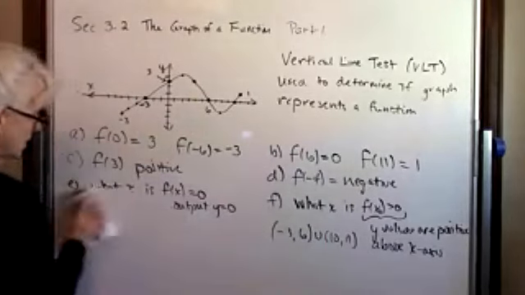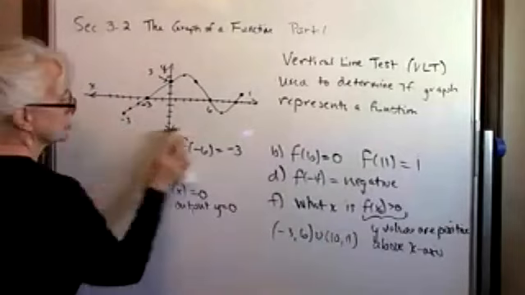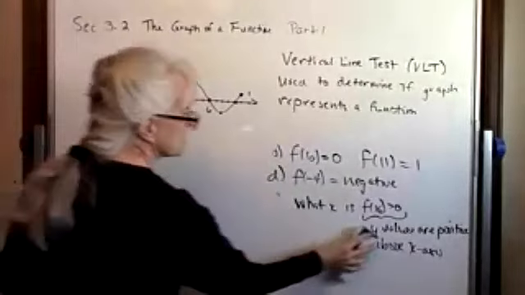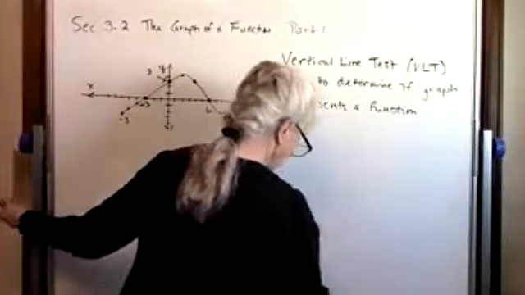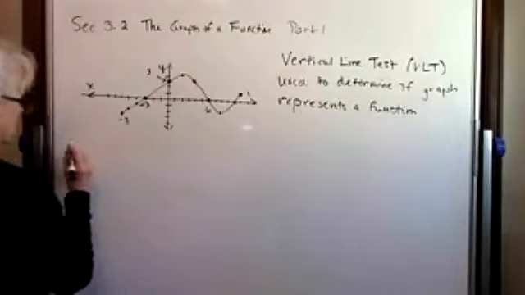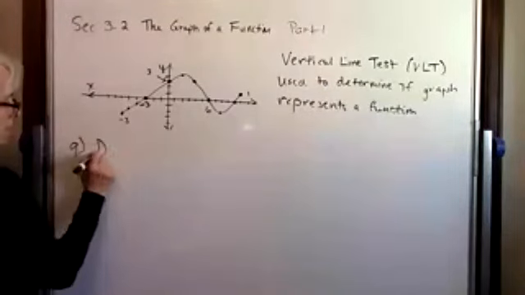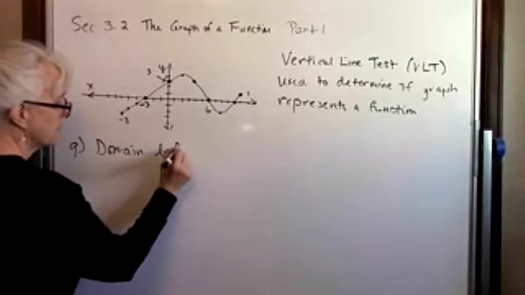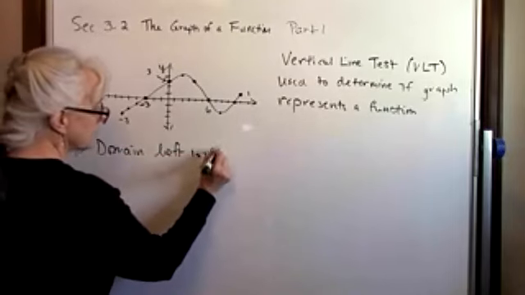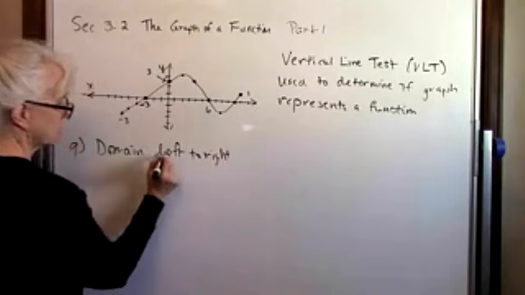Question G, or part G, I guess I should say, asks about the domain. So again, the domain is the set of input values. So we are asking you, what are the set of X values that we can use? Your domain is always the left side of the graph to the right side, left to right, the set of X values that are being used.